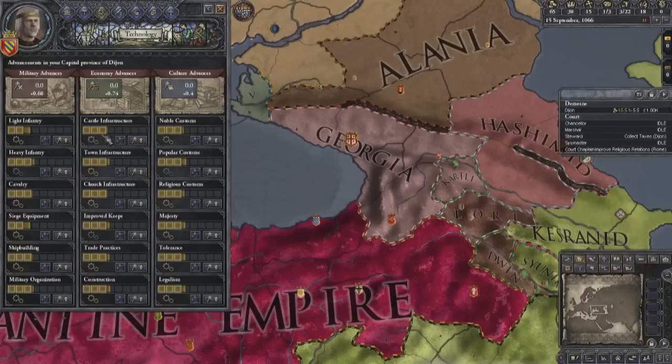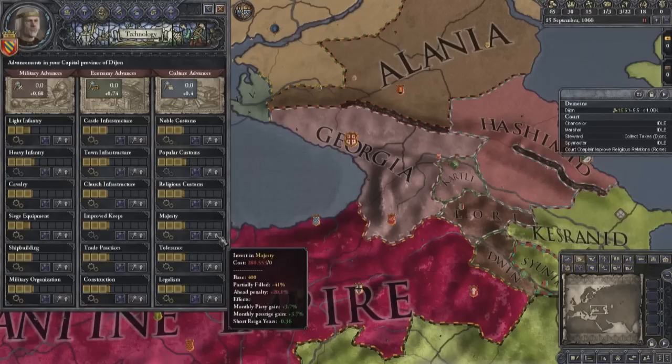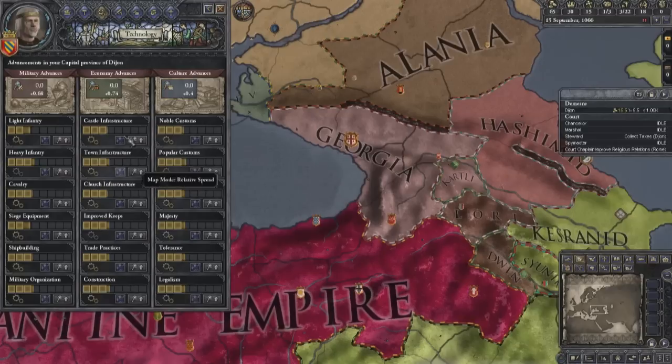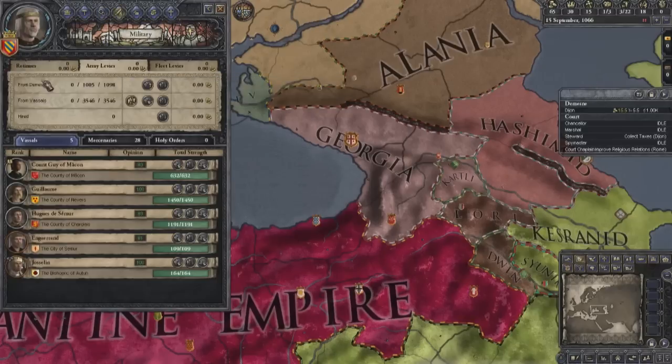Alright, so moving on from laws, you see technology. As a beginner, basically, when you get a notice that you need to invest points in technology, do it. Legalism gets you better laws, majesty is nice because it makes it easier as a new ruler, and military organization is best. Coming over here, you have our militaries.